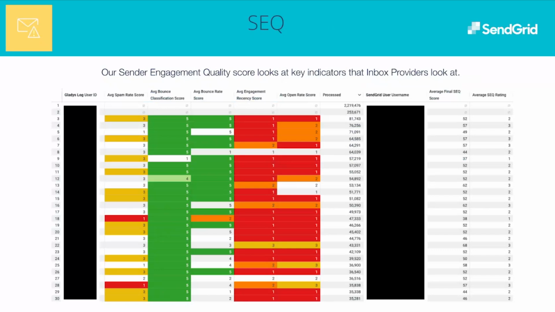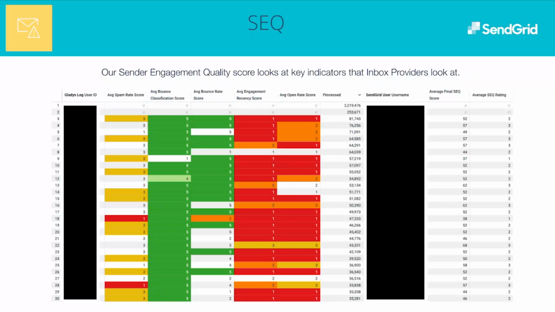And the ones I want you to really focus on, we do have spam rate score, average bounce classification score, bounce rate score. So we're looking at bounces. We're looking at emails that were not delivered for some reason. It could be a technical issue, could be a reputational issue, that email address might not exist.